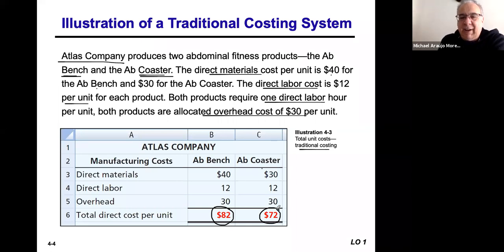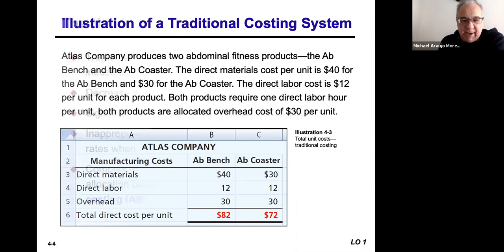However, if you look more deeply at it, which is what ABC does, you'll see that this is a totally incorrect way of looking at it, or not a very accurate way of looking at it.